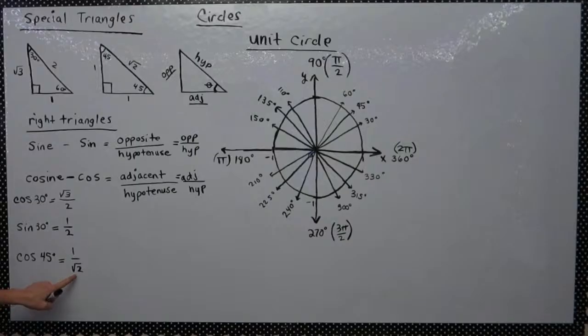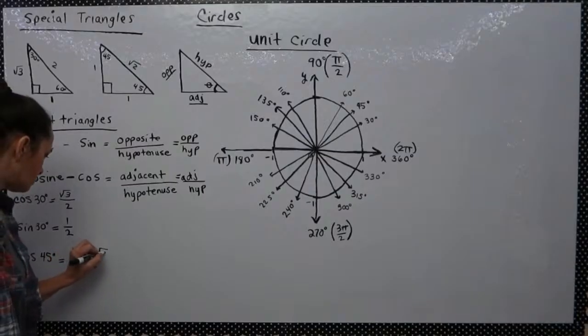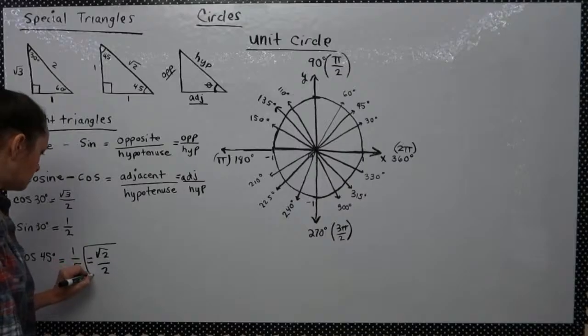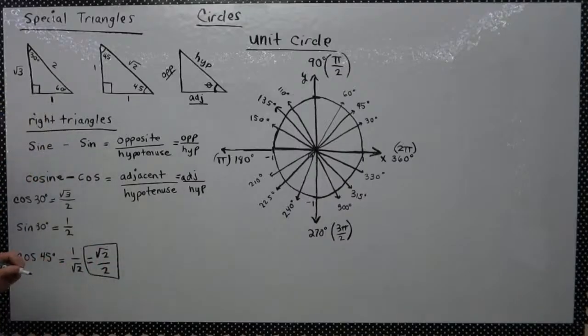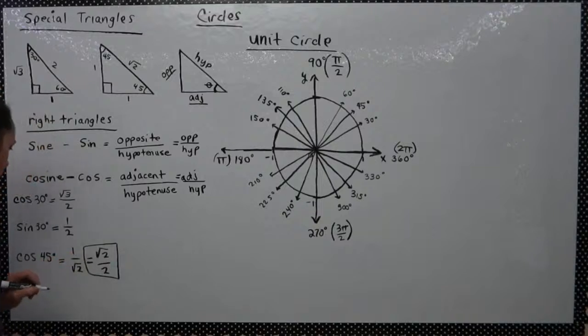You're not allowed to have radicals in the denominator, so I'll have to rationalize this. This one becomes radical 2 over 2. And if you need to know how to rationalize denominators and how I figured that out, let me know, and I'll do a little side explanation for that. Go ahead and box these because I'm going to need them to put in my unit circle.